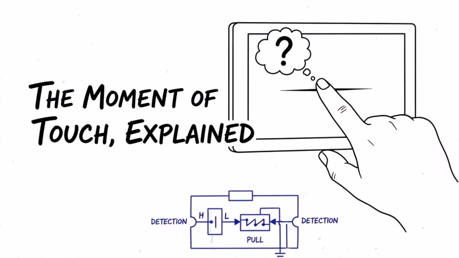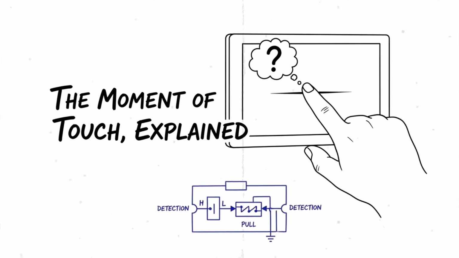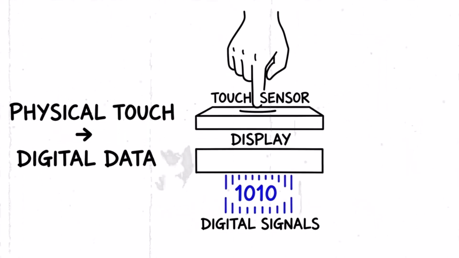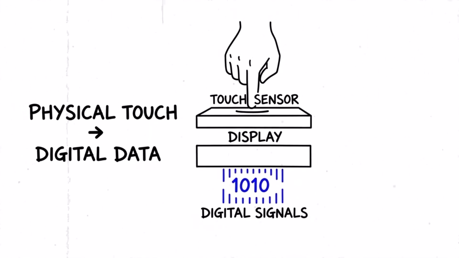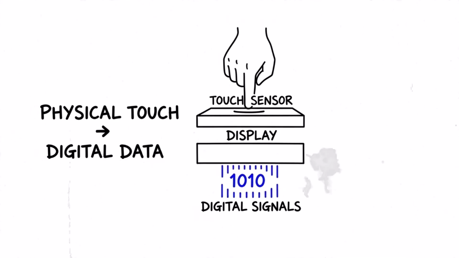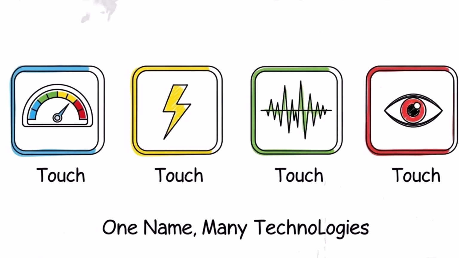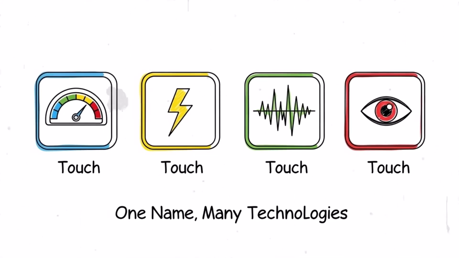A touchscreen is an input device layered on top of a display. It detects touch and translates that physical interaction into digital signals. But not all touchscreens work the same way. Different technologies were developed for different purposes. Some respond to pressure. Some respond to electricity. Some respond to sound waves. Some don't even require direct contact. Let's go through them one by one.